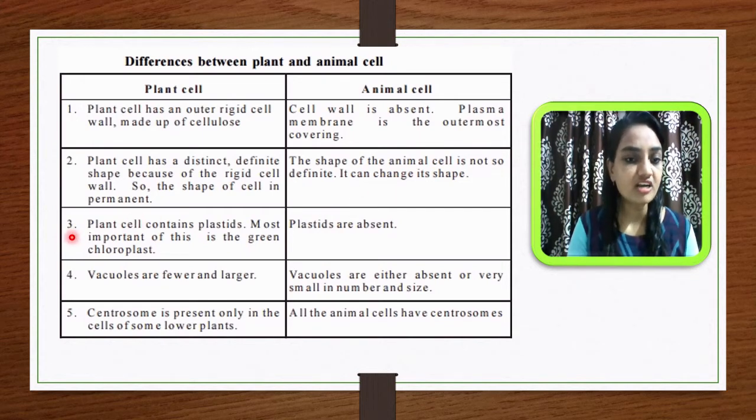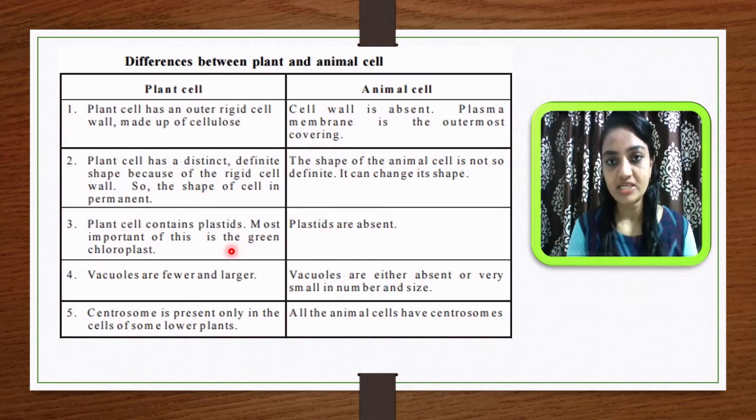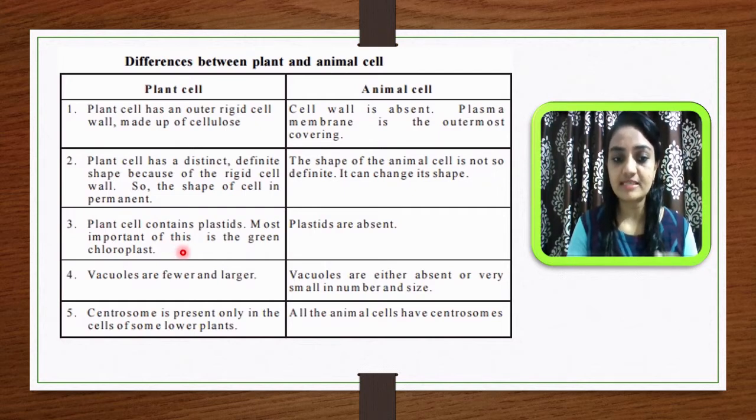Now third point, plant cells contain plastids. Most important of these is the green chloroplast. You can say that plants can do their photosynthetic reaction, and you know very well photosynthesis is possible only due to chlorophyll content, and that is present in the chloroplast. So chloroplasts are only found in the plant cell.